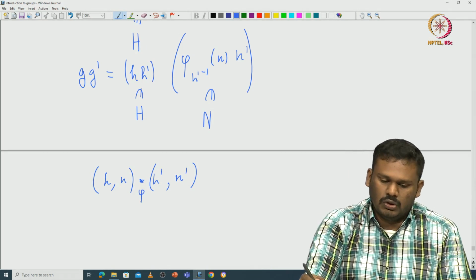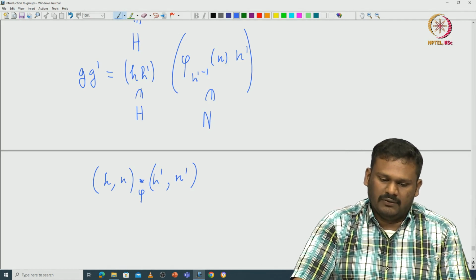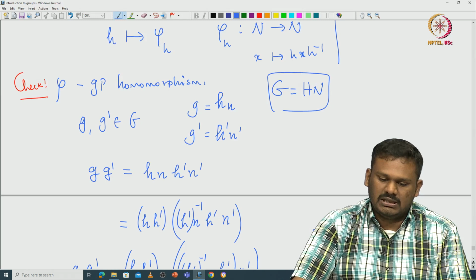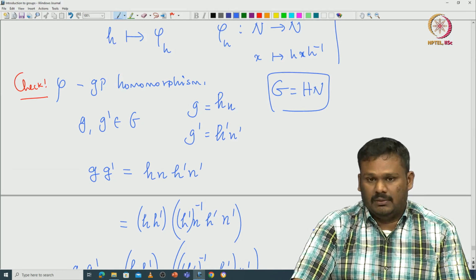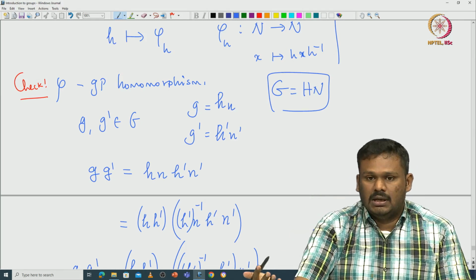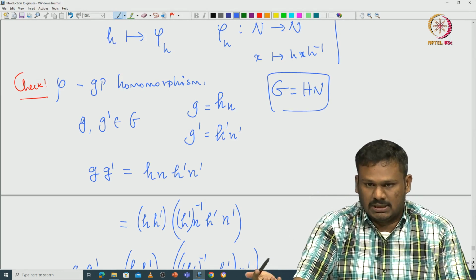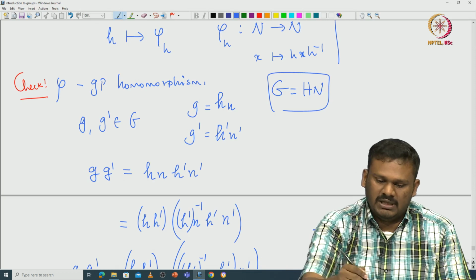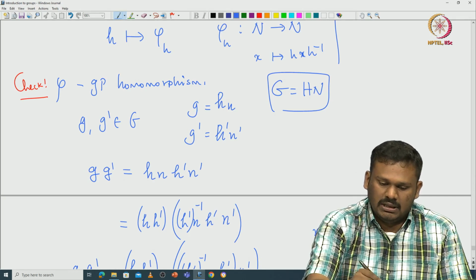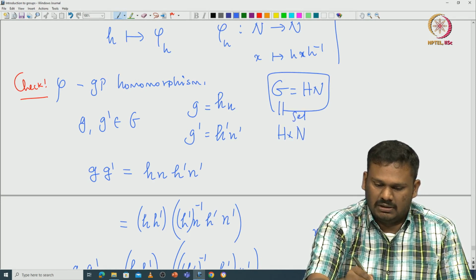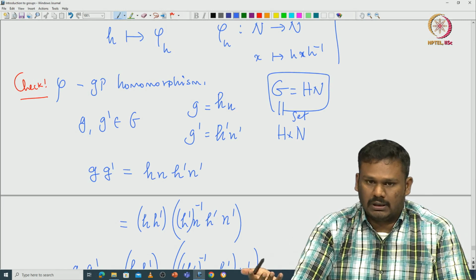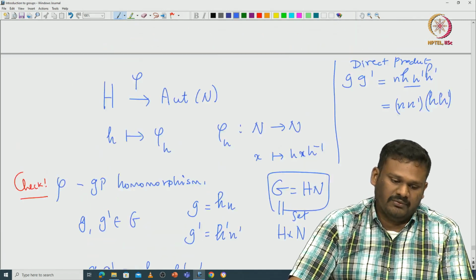So for example, to construct G, all we are going to say is that G is just the Cartesian product of H and N, because there exists a unique tuple H n such that G equals H n for all G in G. That means as a set it can be identified with H cross N, no issue. But on this set we are defining a new product using this automorphism phi.